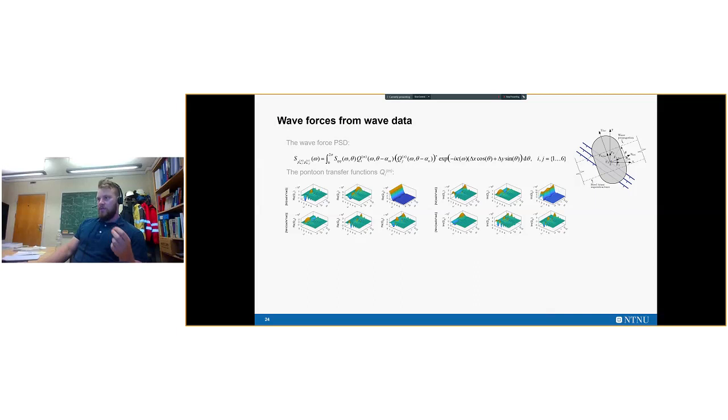So in order to get the wave forces from the wave elevation process, we integrate over all the directions, and together with some transfer functions of the pontoons, we are able to get a power spectral density, which is a frequency domain representation of these forces. And this can also be transformed into the generalized space we are working in.